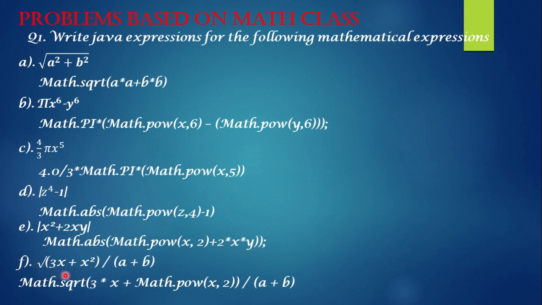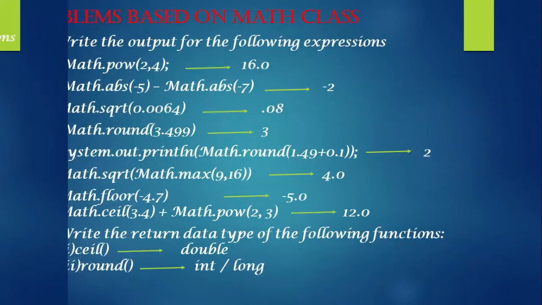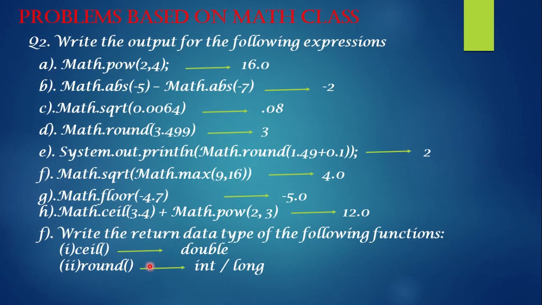Next is root of 3x plus x square divided by a plus b. So math dot, you know, in order to calculate the square root, under root, we have the function math dot sqrt. Now as given, 3 into x plus math dot pow x comma 2. You can write x into x also, no problem. Bracket closed, then divided by a plus b. This is given in brackets, so that bracket you need to put. Now let us see some more types of problems based on this particular chapter.